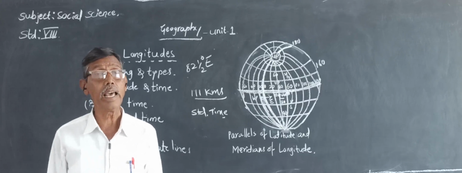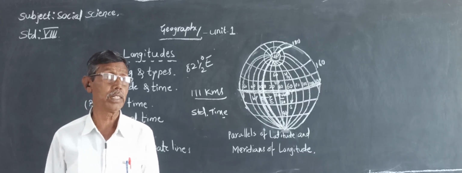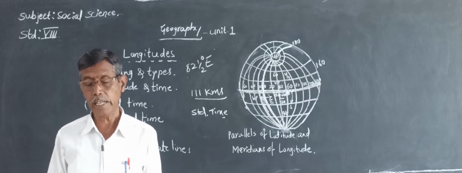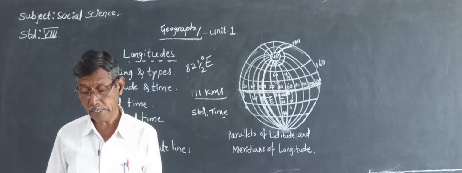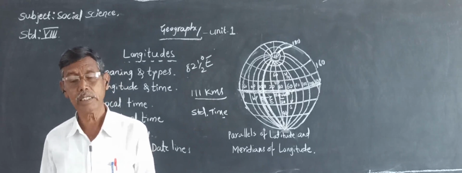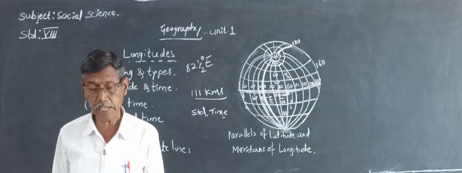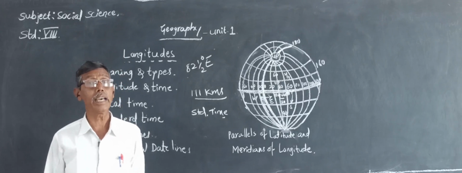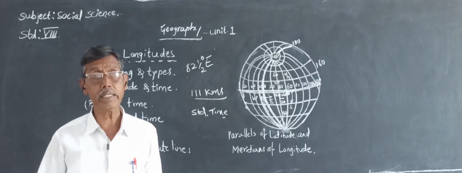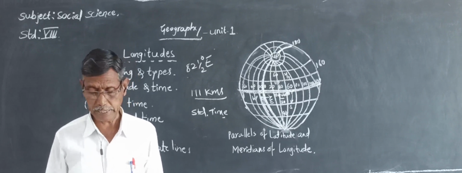Russia has 11 time zones. In America, the USA and Canada have 5 time zones. And in Australia, there are 3 time zones that have been made to avoid confusion of time.